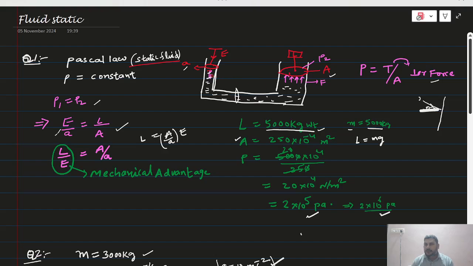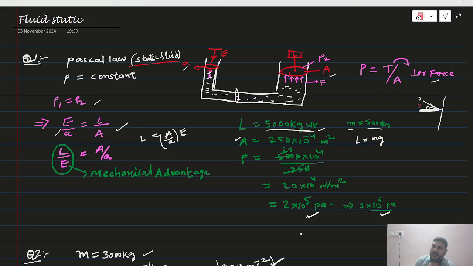For example, if these two punctures are not in a horizontal line, and one is somewhat higher, then we have to take the difference of h rho z. That model we will discuss later, in the pressure concept, because the h rho z concept is needed. So pressure is equal to thrust per unit area. Thrust means force only, but it is the perpendicular force. So how much force is acting perpendicular to the area of cross section, that should be calculated.